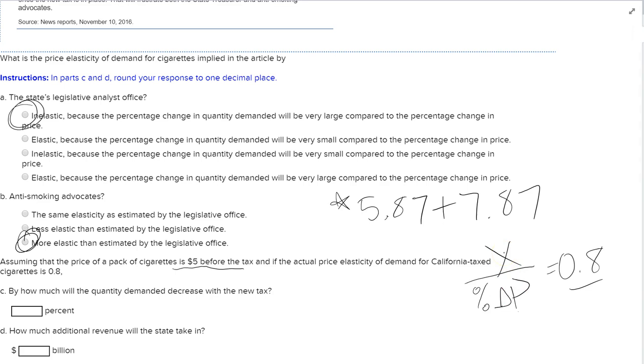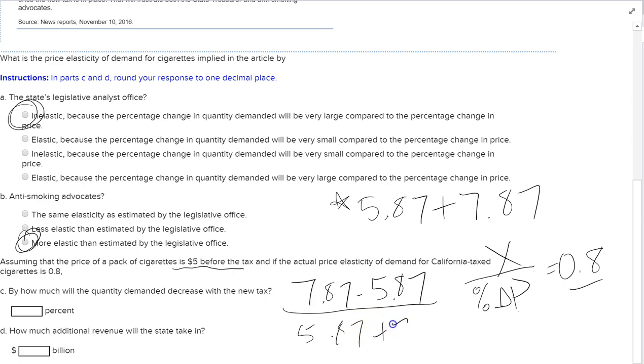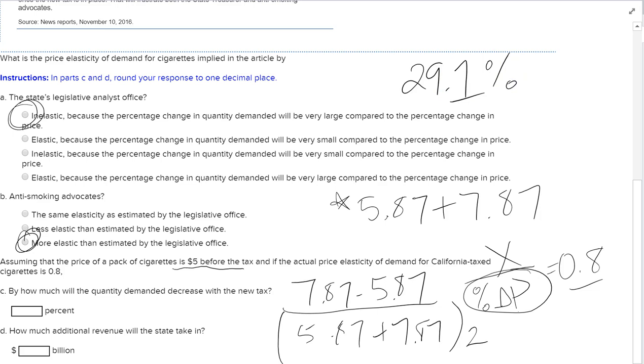So let me show you how we're going to do this change in price. We're going to use the midpoint formula. So we're going to go new price minus the old, 7.87 minus 5.87. This is that P2 minus P1 over the average. So we're going to add those two together, 5.87 plus 7.87. And since we're taking the average of those two, we'll divide it by 2. And from that, after we do all the math there, we're going to find that this percent change in price is 29.1%. So I'm going to shorthand it for you here: 29.1%.